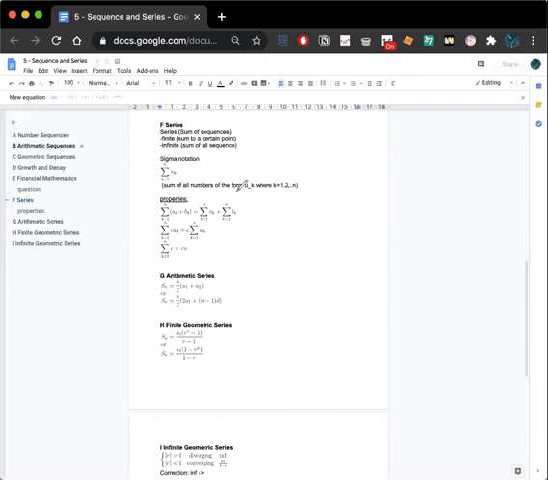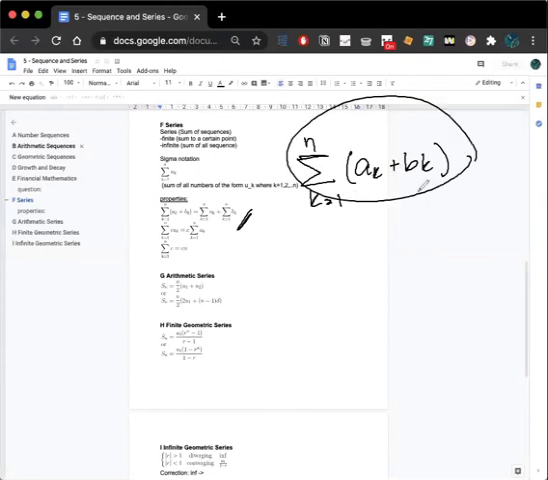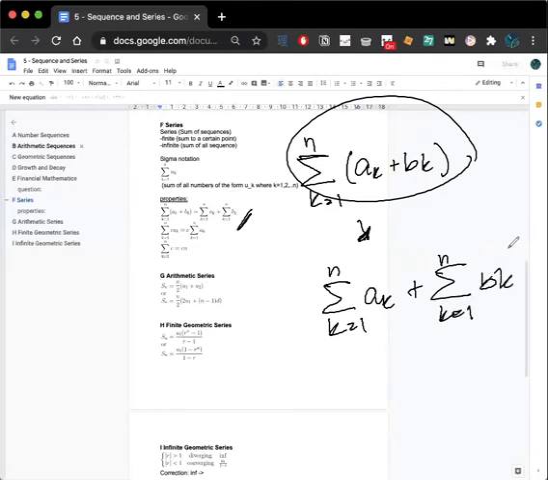Okay, so this sigma has some interesting properties. The first property is the sum of a_k plus b_k, where k goes from 1 until n. When you have this, you can turn it into the sigma from k equals 1 of a_k plus the sigma from k equals 1 of b_k.